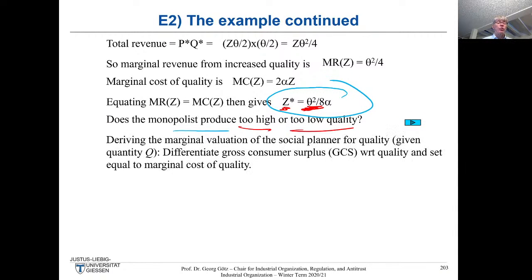Of course, we also can show that formally. The only thing we need, and I go back to my red color here, is gross consumer surplus.